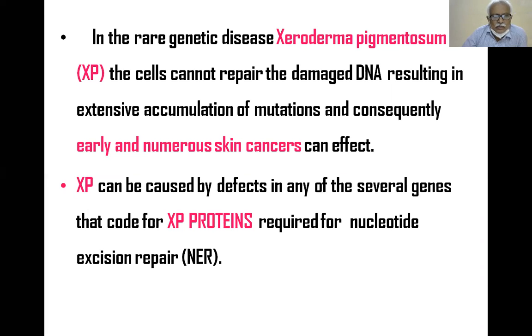So XP, xeroderma pigmentosum, can be caused by defects in any of the several genes that code for XP proteins. They are required for nucleotide excision repair. So NER is nucleotide excision repair. In order to repair, we need nucleotide excision repair. And for that, we need a large number of XP proteins. And XP can be caused by defects in any of the several genes that code for the XP proteins required for nucleotide excision repair. So these are all the things that you should definitely remember throughout your life.